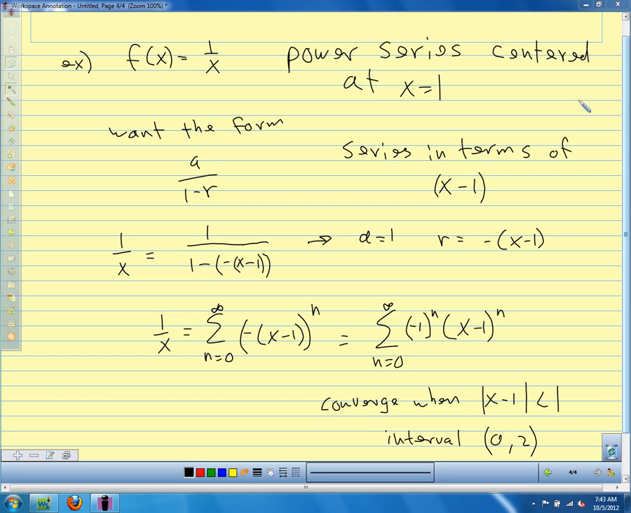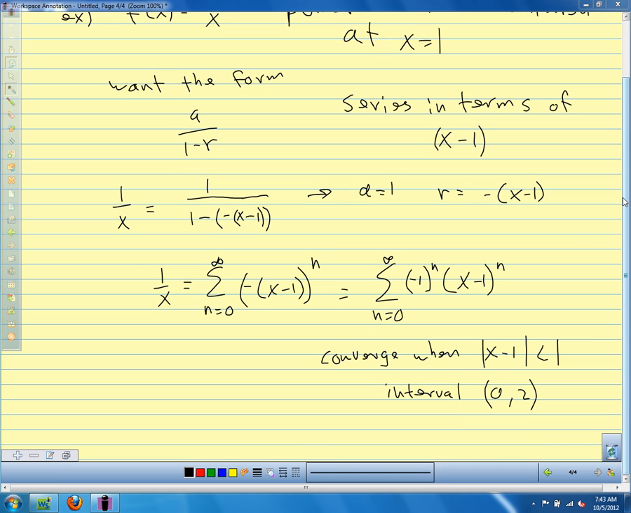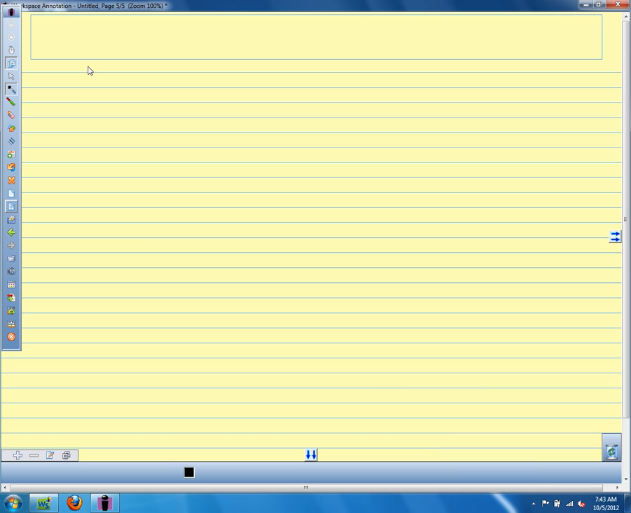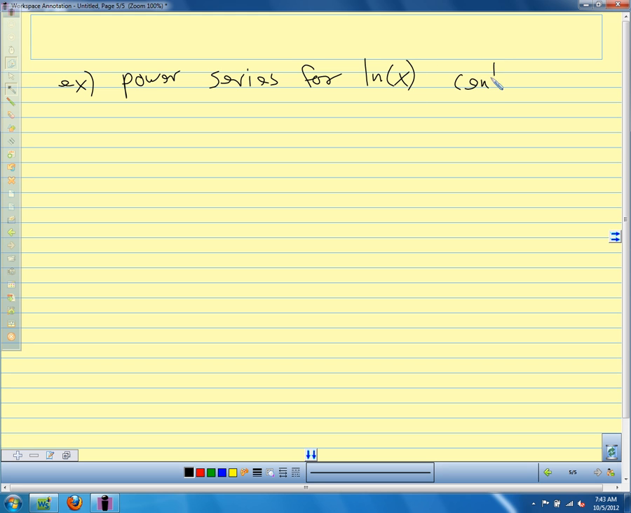Now here is how we end up using these power series. This one was pretty easy to find. We found this power series for 1 over x. Now let's find a power series for natural log of x, centered at 1. So we want to find a power series for the natural log centered at 1.